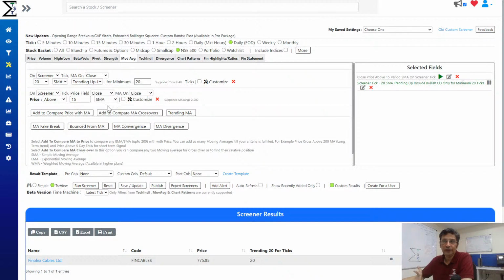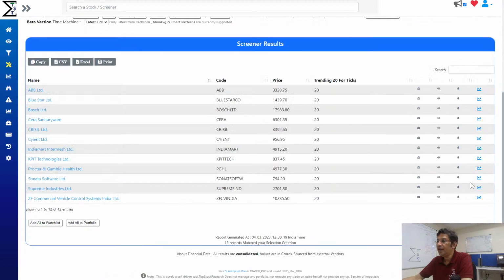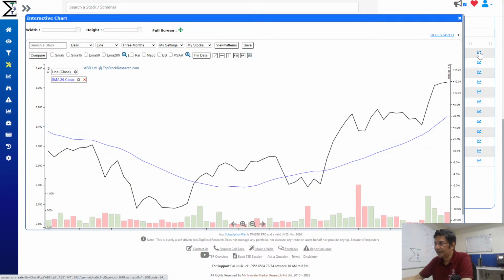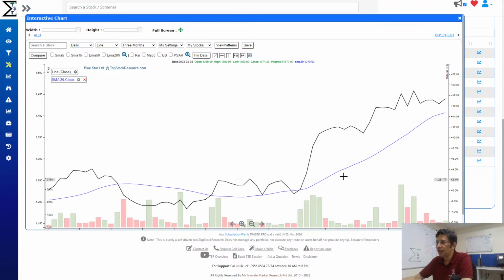Trending up with no crossovers. What it means is it's just trending up and there's no crossover. So these will be good examples, because in the last 20 ticks there's no crossover and both are trending up. Price and this line are trending up. So at any point where it is close to this, you should be looking to accumulate more, because the trend is up and there's no crossover, and the price and this line are both trending up.